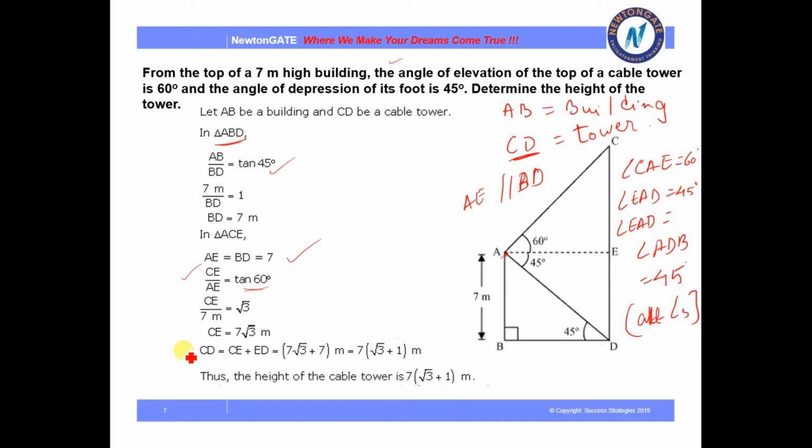So the height of the whole tower is CE plus ED. ED is 7 meters and CE is 7 root 3 meters. That gives us 7 into root 3 plus 1 meters. So the height of the tower is 7 into root 3 plus 1 meters. This is how you solve a problem with two types of angles, an angle of depression and an angle of elevation.